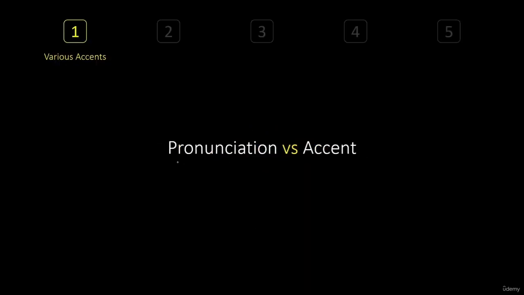Now, what is the difference between pronunciation and accent? I'll tell you the difference. Here we have a word which is written this way. I'm going to pronounce it in a way. So this is called tomato in British accent. In American accent it is called tomato. They try to say this.